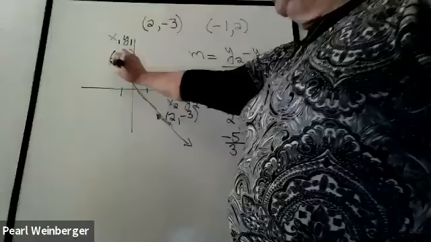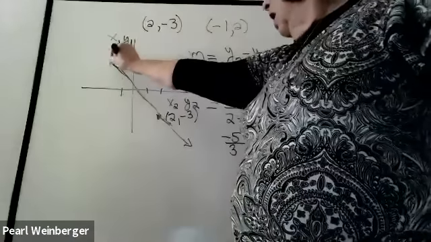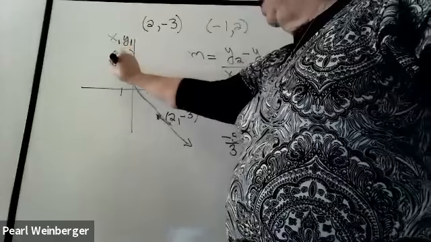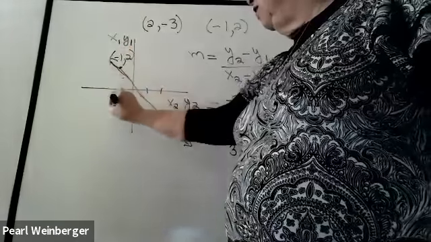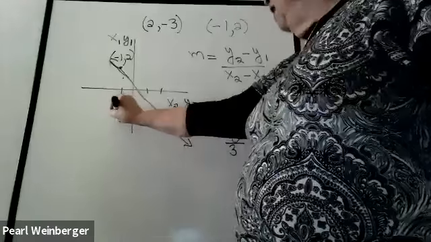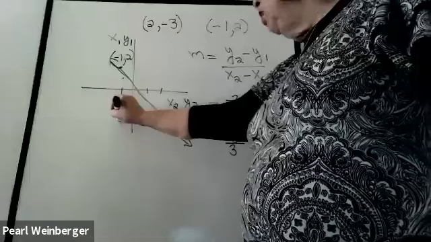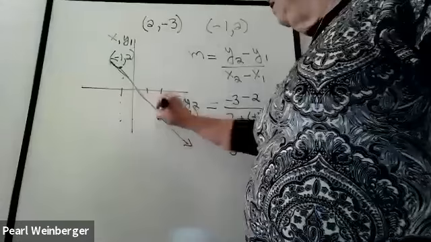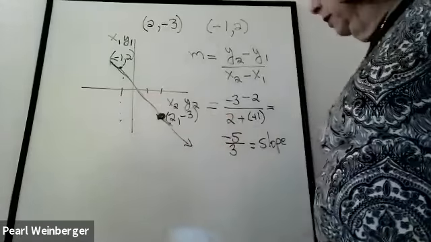That if I started at this point, I would rise negative 5, which means I'd go down 5, 1, 2, 3, 4, 5. And then I'd go 3 to the right. I'd run 3, 1, 2, 3. And that would give me another point.